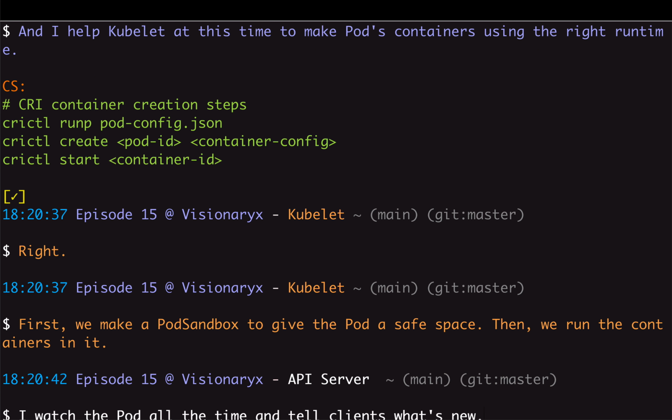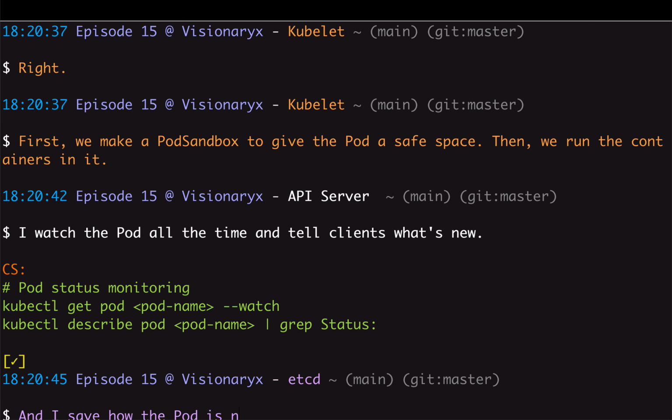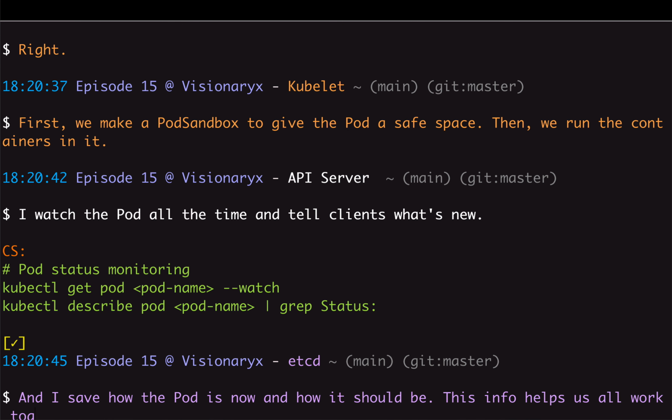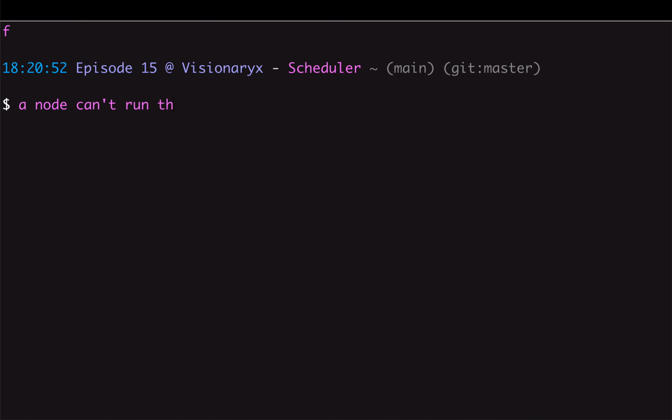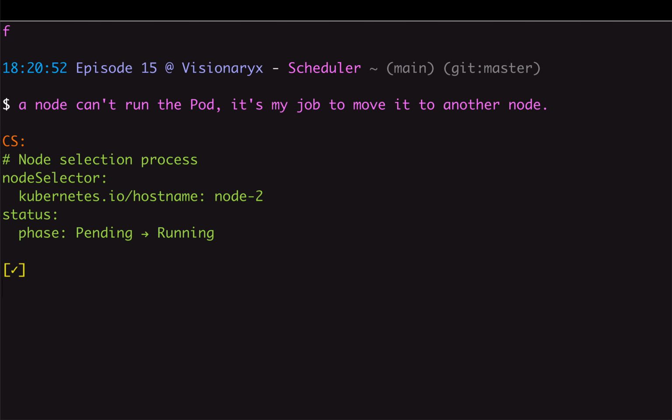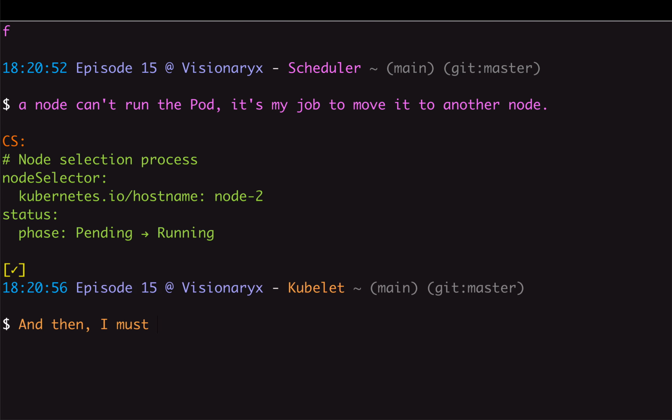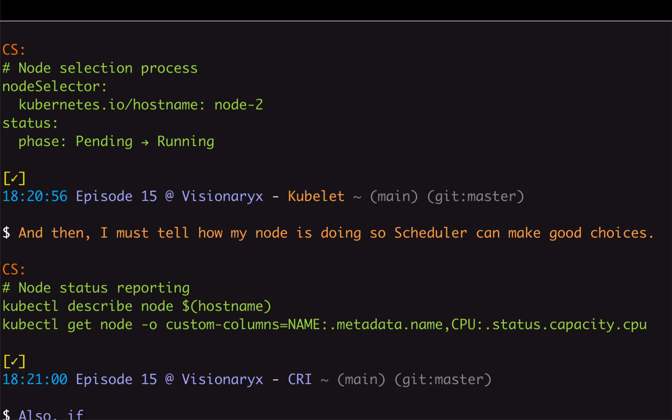I watch the pod all the time and tell clients what's new. And I save how the pod is now and how it should be. This info helps us all work together well. If a node can't run the pod, it's my job to move it to another node. And then I must tell how my node is doing so Scheduler can make good choices.